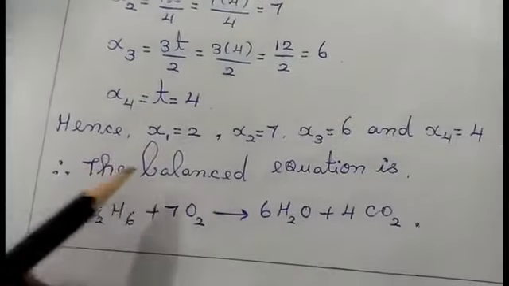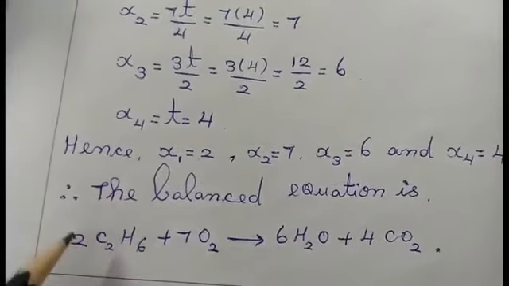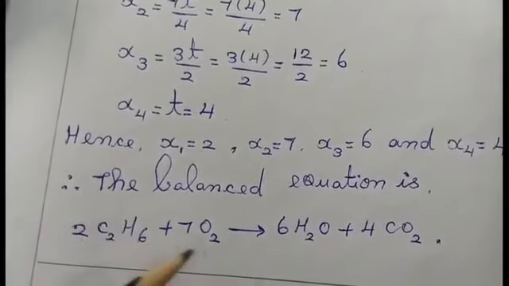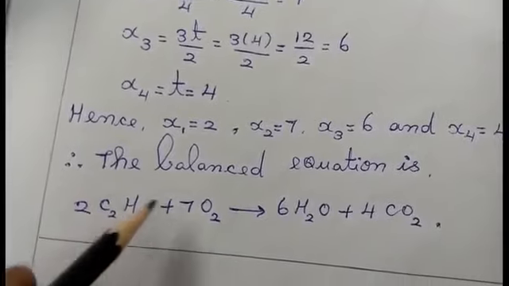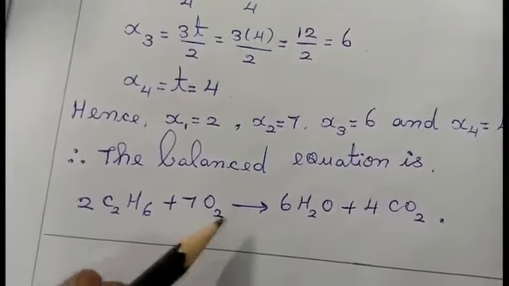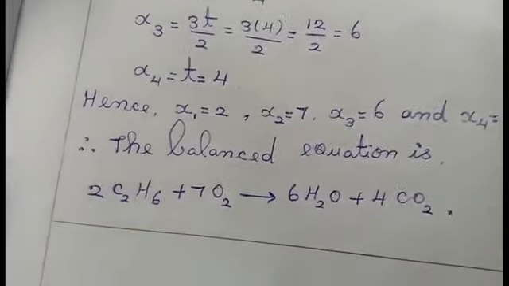Thus, therefore, the balanced equation is that in place of star, I am going to replace the value, that is x1, x2, x3 and x4. We are getting the equation as 2C2H6 plus 7O2 implies 6H2O plus 4CO2.